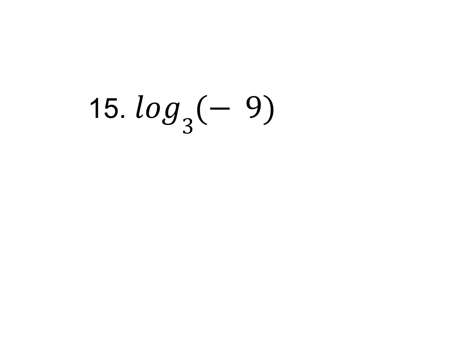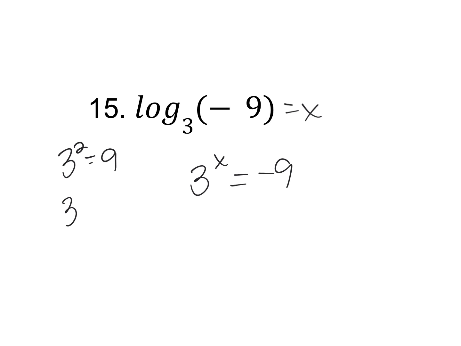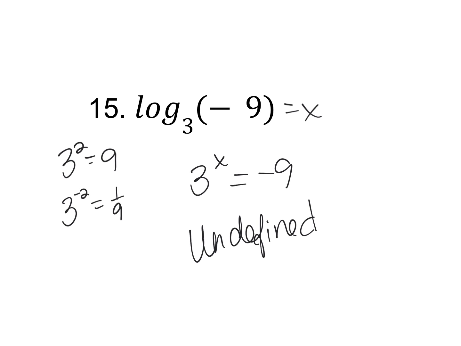Okay, last one. 3 to the x equals -9. So I know 3 to the second power is 9, right? If I do 3 to the -2 power, that would be 1 over 9. So that's not going to help me. What power of 3 is ever going to give me -9? And the answer is there is nothing that will. So whenever there is nothing that will do it, in which you may have one like this on your quiz, it's going to be undefined.